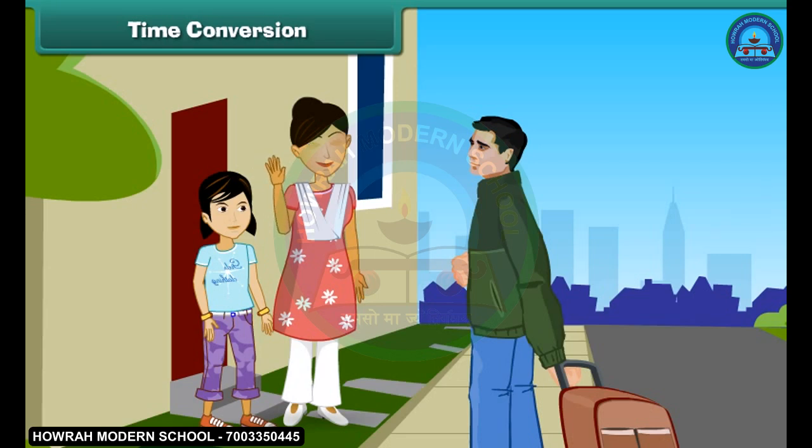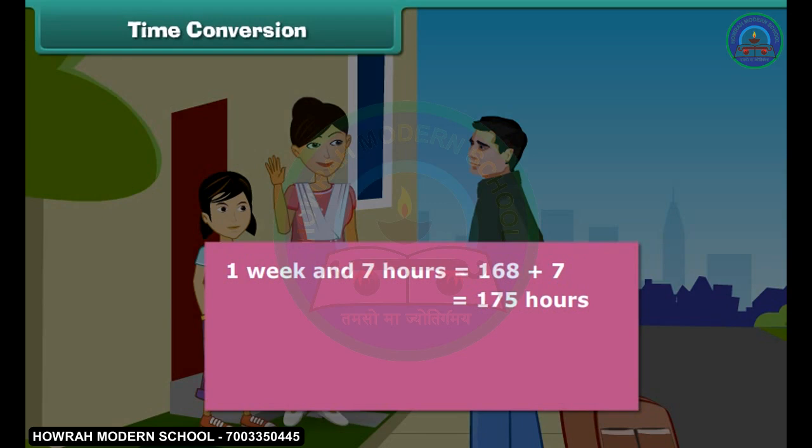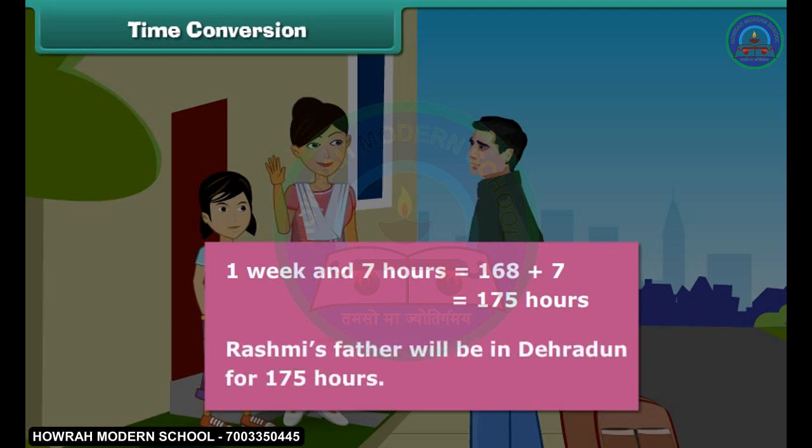Larger to smaller units. Rashmi's father has left for Dehradun. He will be there for a week and 7 hours. Express his stay in Dehradun in hours. 1 week is equal to 7 days. 1 day is equal to 24 hours. 7 days is equal to 24 multiplied by 7, which is 168 hours. 1 week and 7 hours is equal to 168 plus 7, which is 175 hours. Rashmi's father will be in Dehradun for 175 hours.